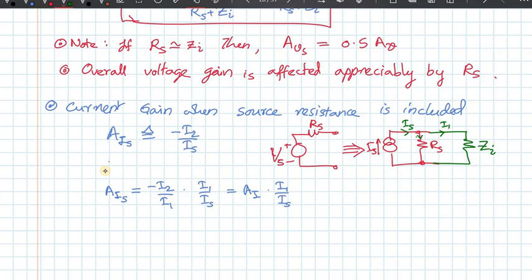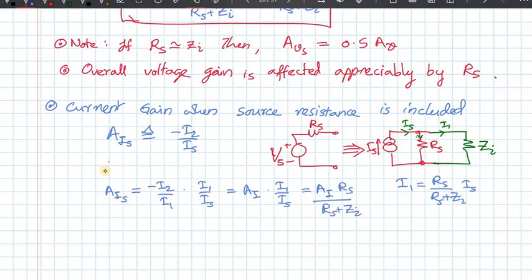We know the current ratio. I1 will be equal to RS over RS plus ZI times IS. Similar to a potential divider, this is a current divider. So I can write this as AI times RS over RS plus ZI.